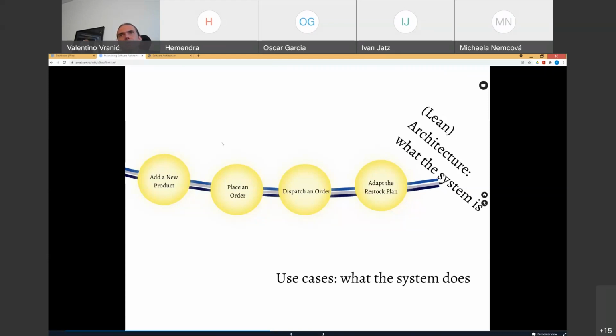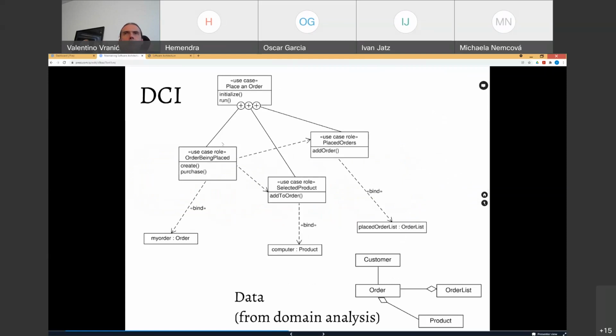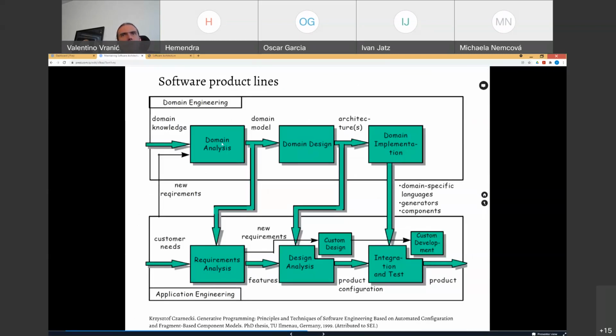And talking about this, we have this DCI approach. This is just to remind you that we can decouple use cases and organize our architecture around them. So that's one thing to consider. I'm not going to talk about this again, of course. And then there's this perspective when we talk about commonality and variability. So software product lines could help us.